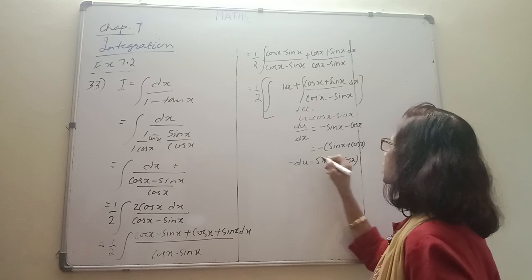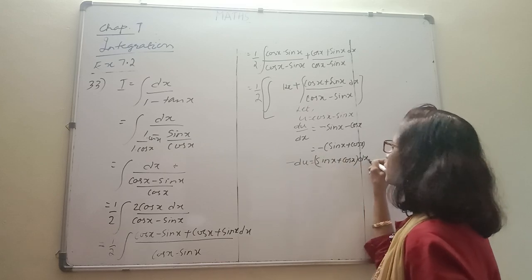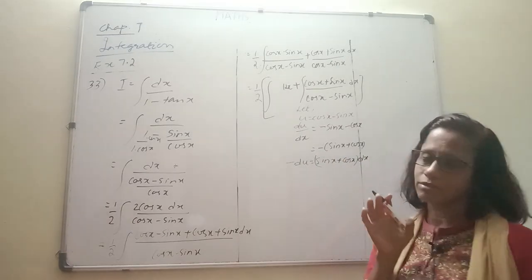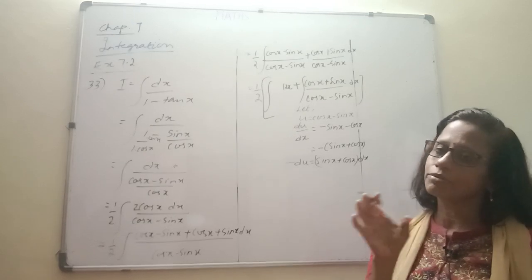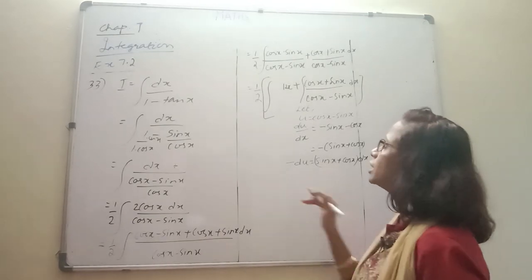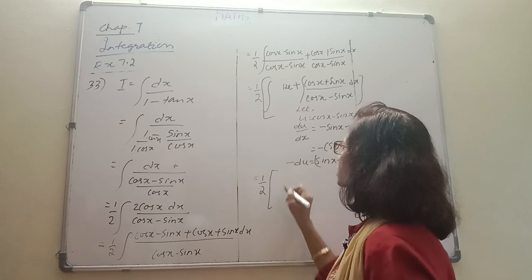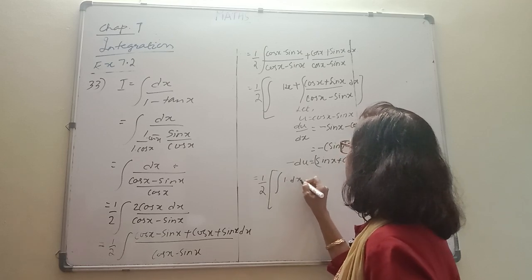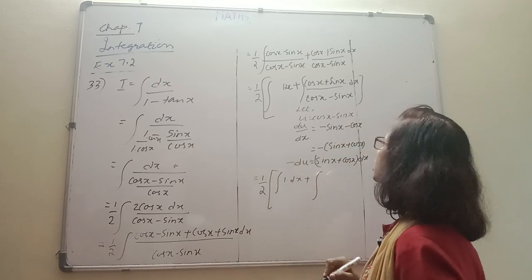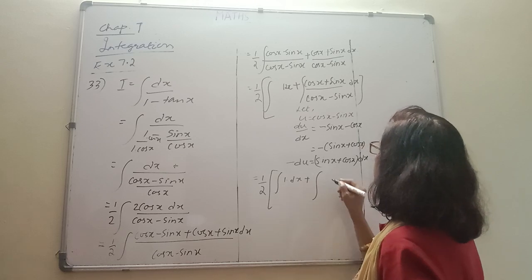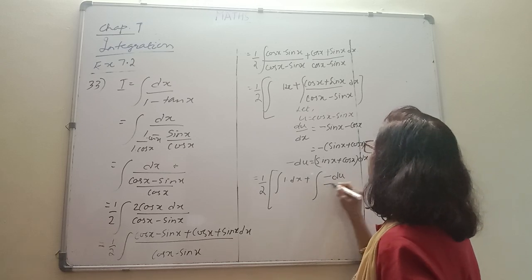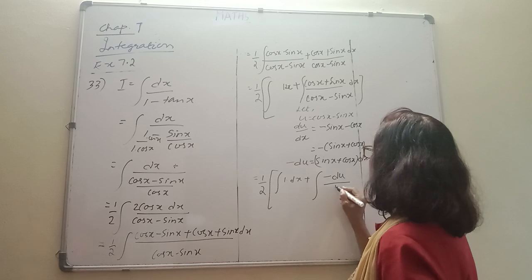So all our work is going to be with the focus on what you require. So we'll keep an eye there, and that's how we're going to get the derivative. So this is how it's coming. So you now have half times the integral of 1 dx plus, now this integral is changing, sin x plus cos x dx is going to become minus du, and the denominator is going to be u.